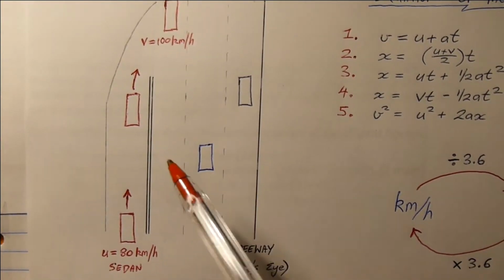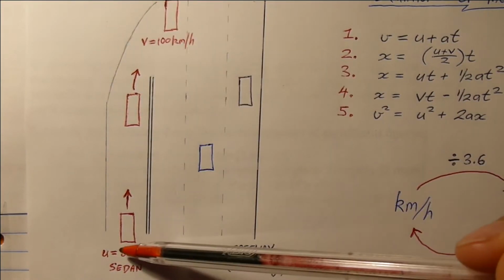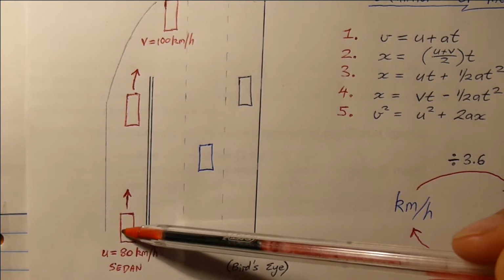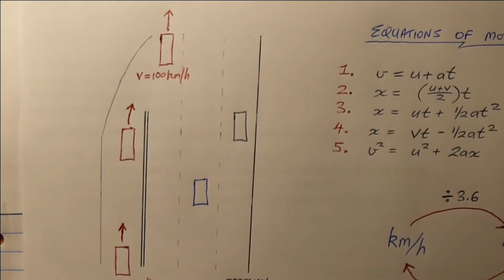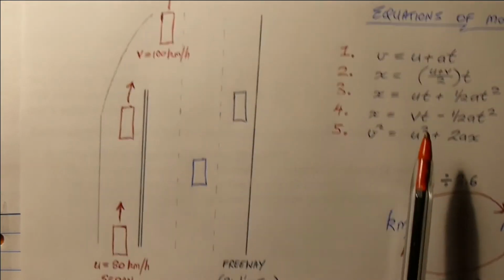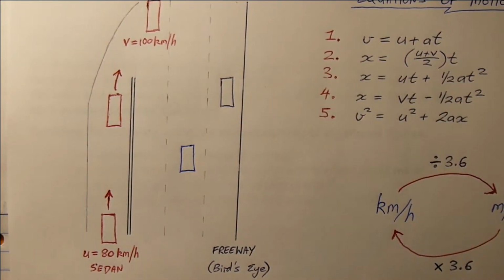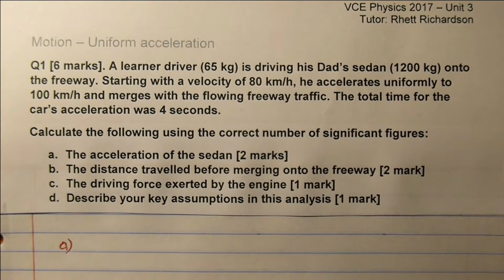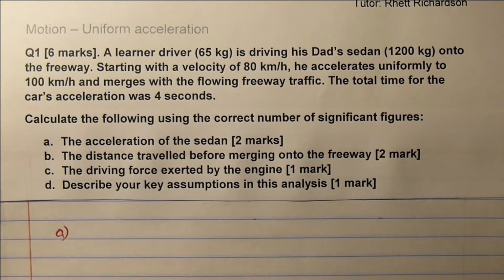Now I've drawn a quick little sketch here of the sedan entering the freeway. So note here that this is a bird's eye view. So here you have the car coming in, starts at 80 kilometers an hour, accelerates up faster and faster until it reaches the 100 kilometers an hour needed to safely merge with all the freeway traffic.